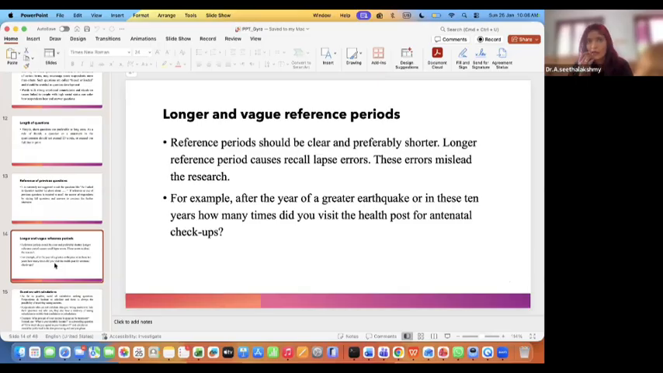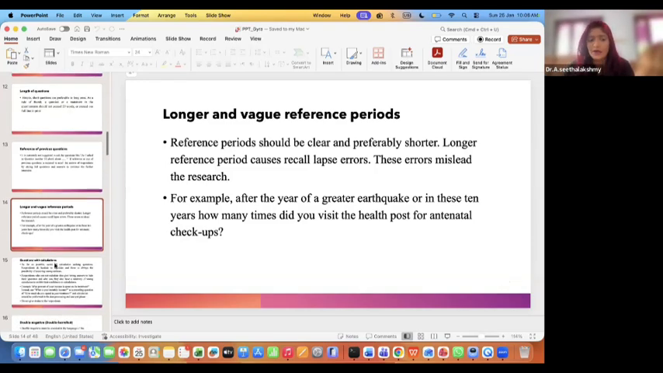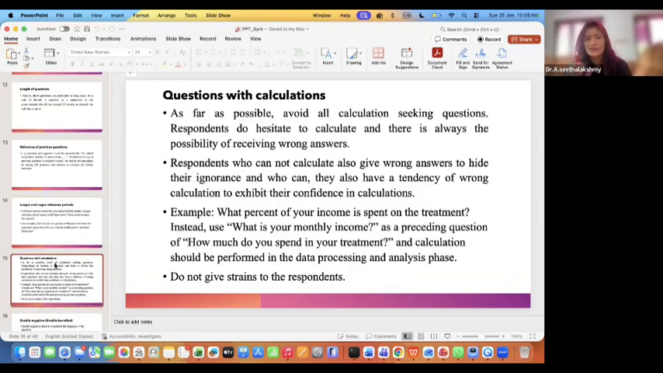Or if I ask you what happened after your 12th exam, there was a gap, what were you doing during that time? Even if you ask me, I can't remember every detail. Or how many times did you go to your native place during your school holidays? I can't remember that. So use shorter reference periods. Don't go for longer ones, or recall errors can cause problems for your research and the respondents' responses. So avoid that.